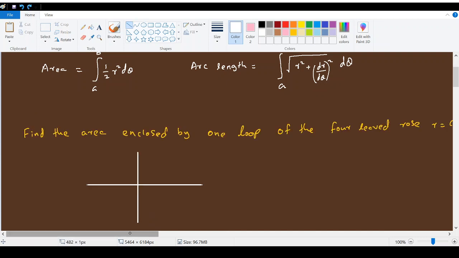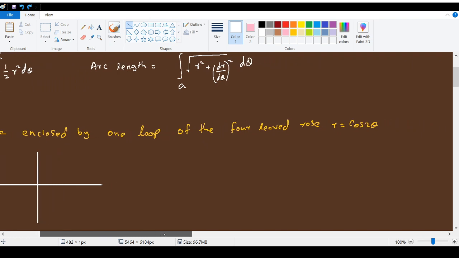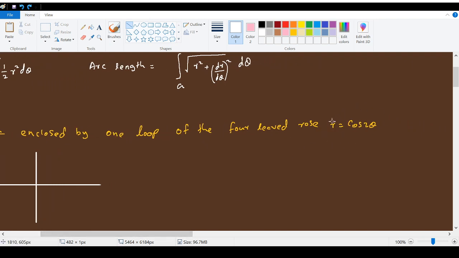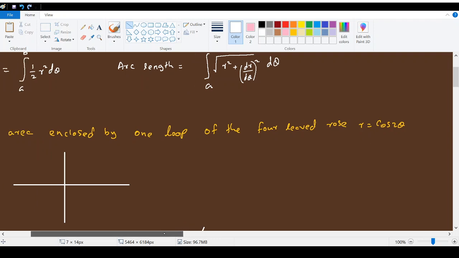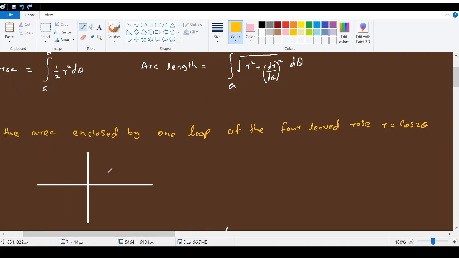The first question asks us to find the area enclosed by one loop of the four-leaved rose. Remember, we spent a significant amount of time drawing the graph of the four-leaved rose, right? We started from here and went like this, then came down and up, and we have a curve like this and like this, and then go up and then down, and we end up like this. Anyway, this should be a symmetric curve.